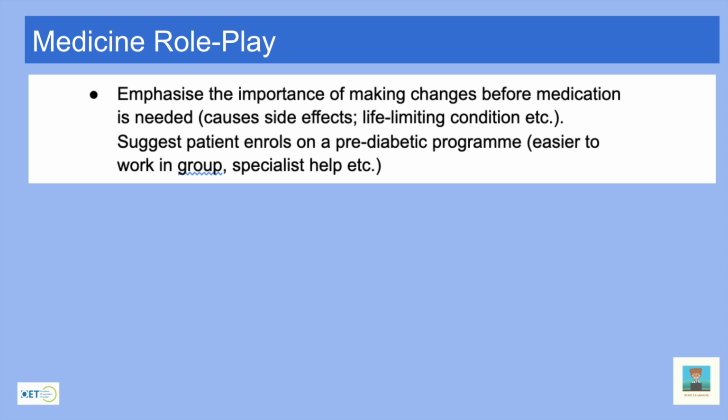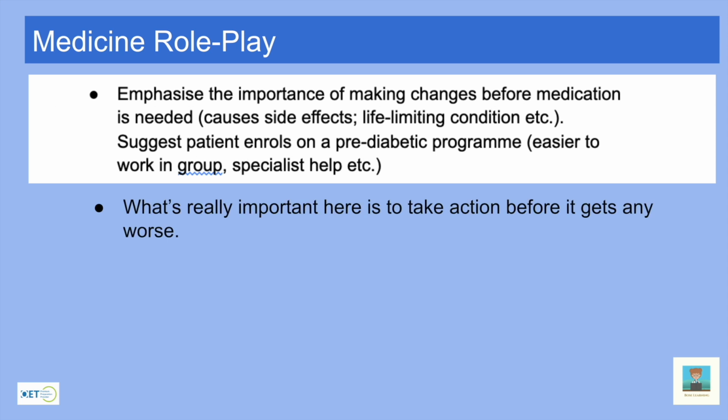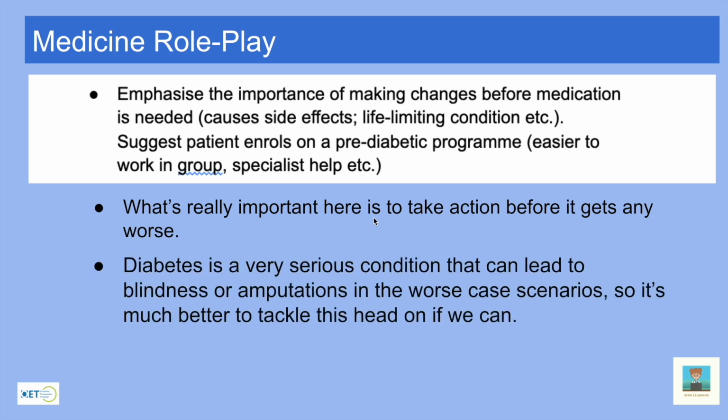Emphasize the importance of making these changes before it's too late, and suggest that they enroll in a pre-diabetic program, because working in a group, in that peer group, if you remember, is often quite helpful. What's really important here is to take action before it gets any worse. So this is a nice expression to stress something. What's really important here is to take action before it gets any worse.